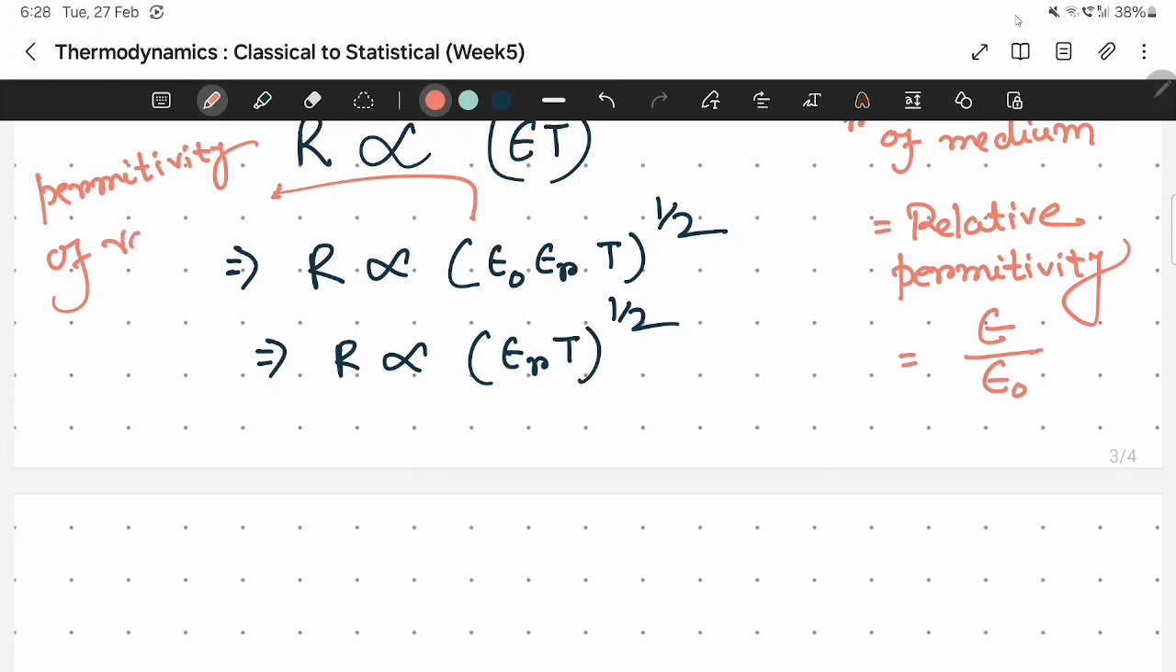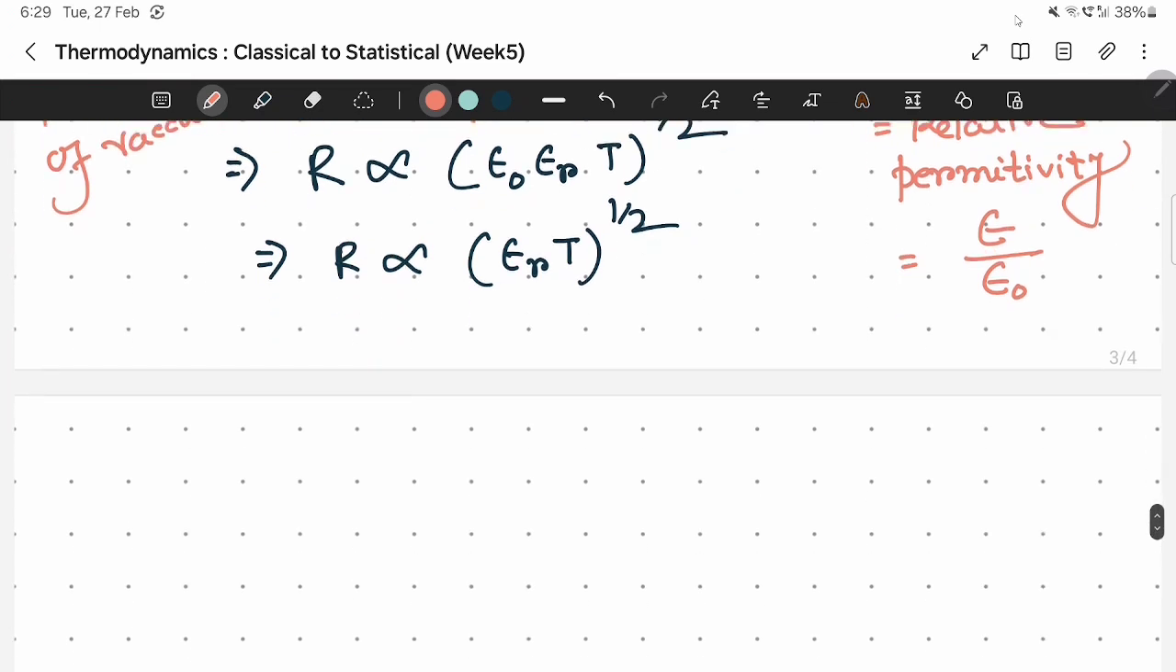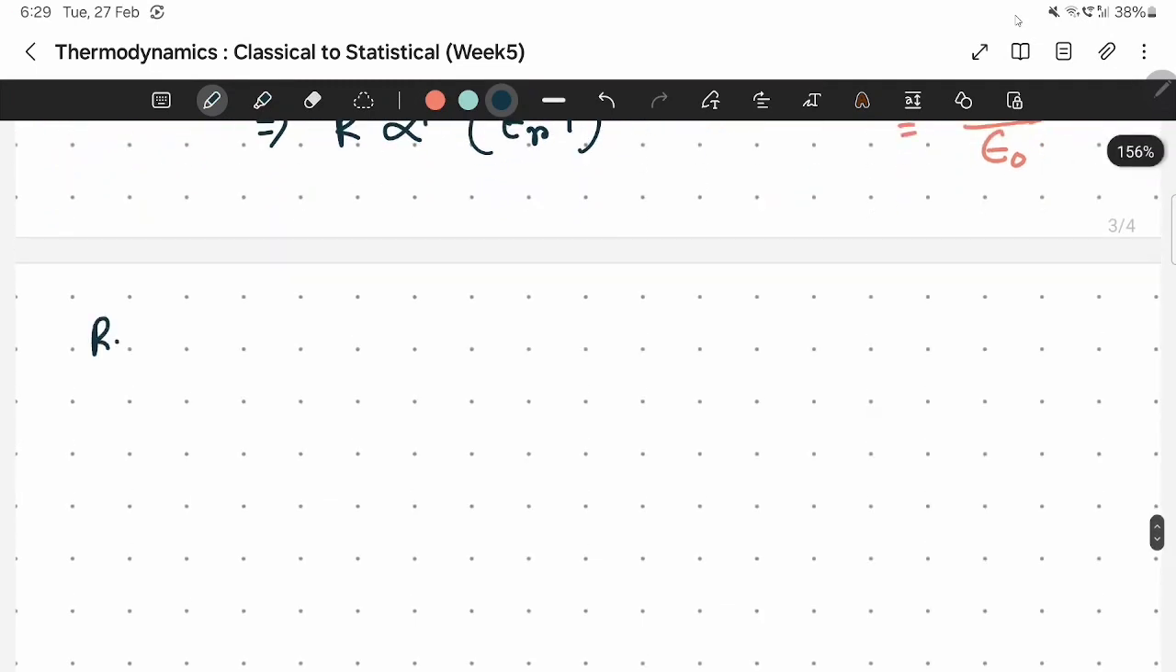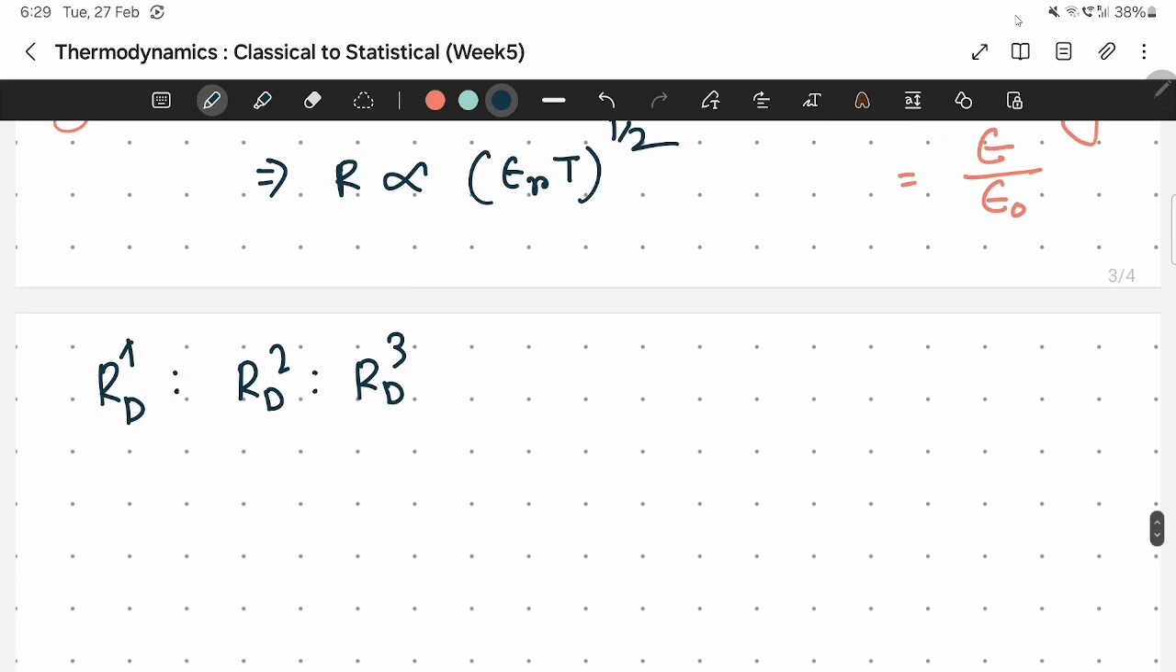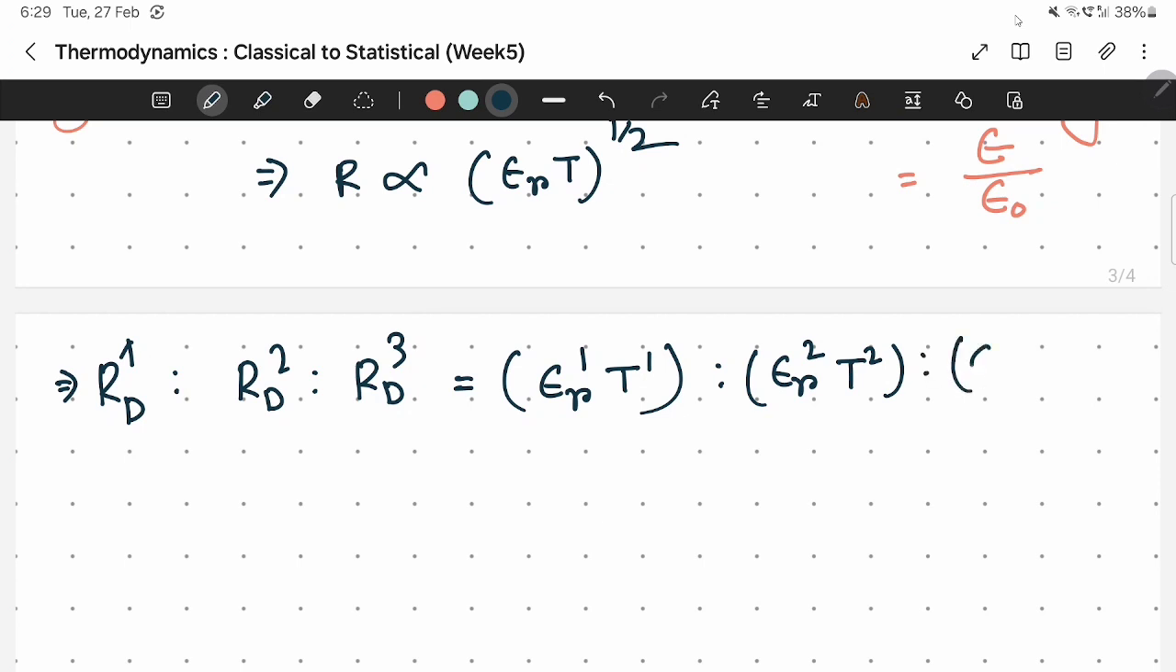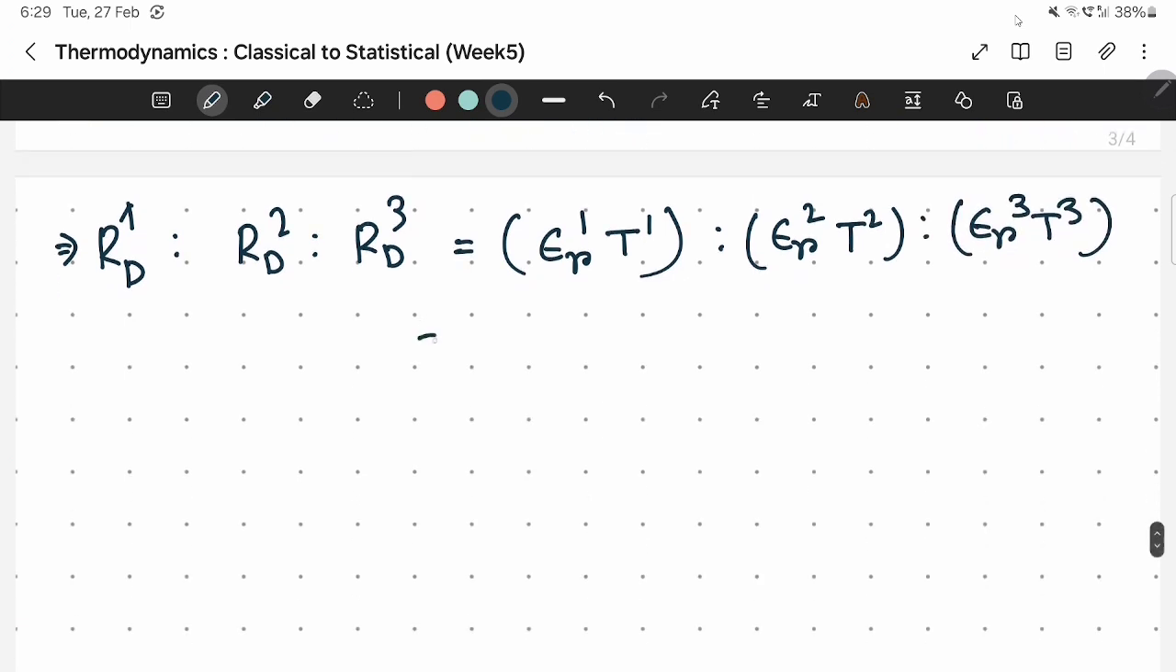Permittivity of vacuum. Okay, so this is now given. So eventually the ratio RD1 : RD2 : RD3 will be epsilon R1 times T1 : epsilon R2 times T2 : epsilon R3 times T3. So now these things are given in the question.